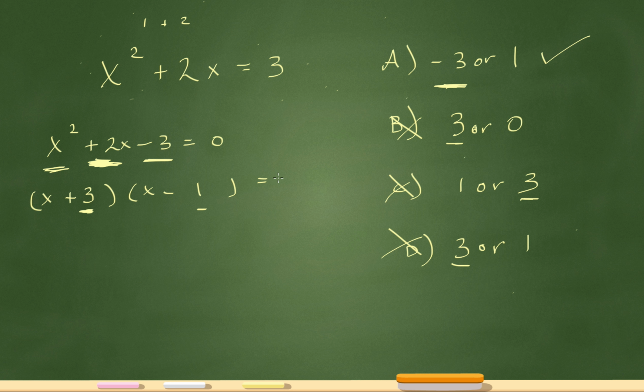So then that's going to equal 0, and then we set each one individually equal to 0. So it's x minus 1 equals 0, and x plus 3 equals 0, so x here would be -3, and x here would be 1, which is what answer choice A is.